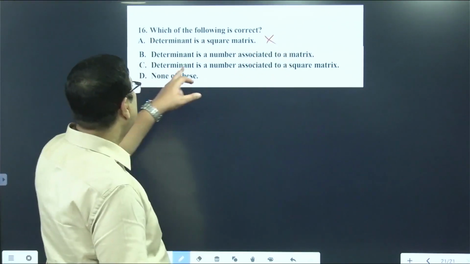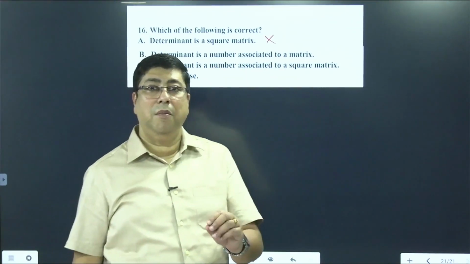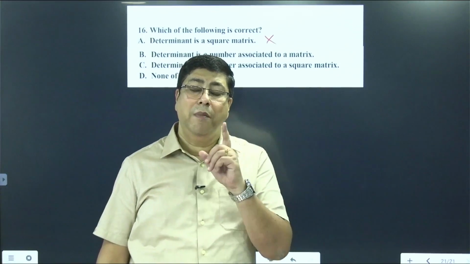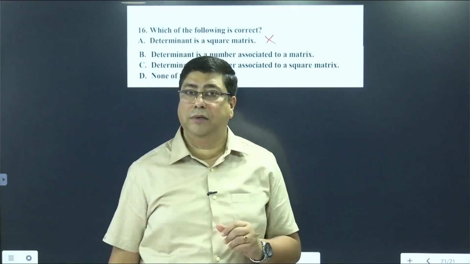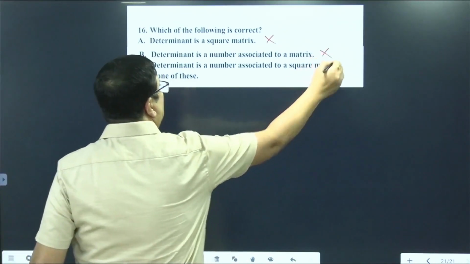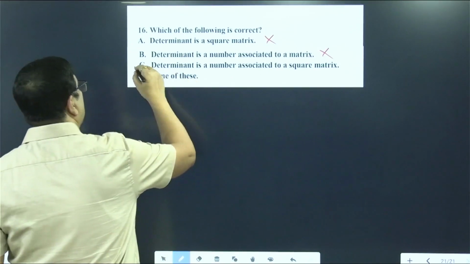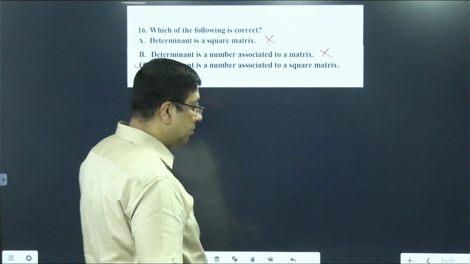Option B, determinant is a number associated to a matrix. Yes, determinant is a number associated to a matrix, but the matrix should be a square matrix, what I told you the last time. Therefore, this is wrong. And option C, determinant is a number associated to a square matrix. So option C is right.